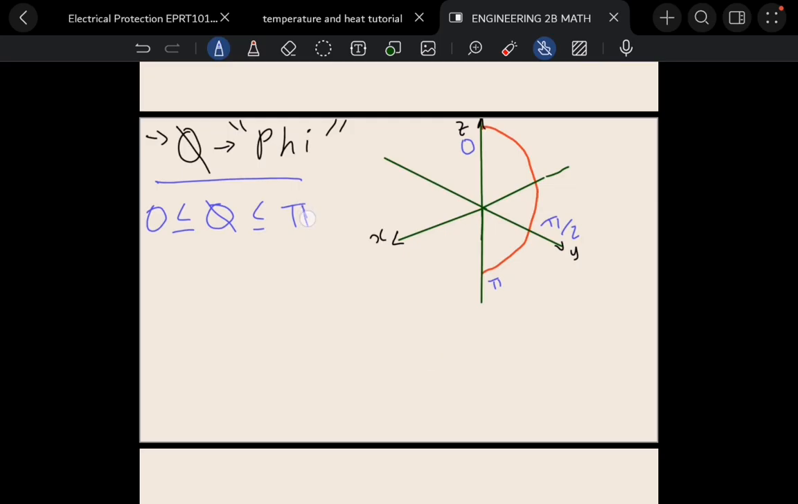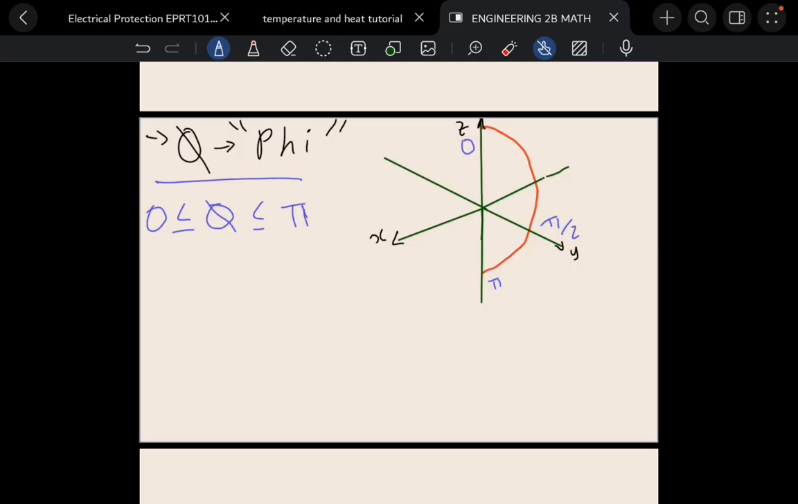This one, the pi, it's the maximum bound of phi. In phi, we cannot have 2 pi. So, what do we mean by that? Whenever we measure phi, it will be measured from the positive Z-axis to the negative Z-axis.